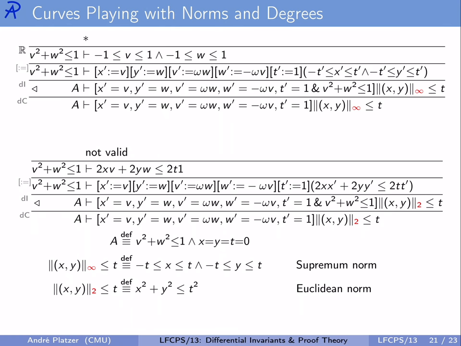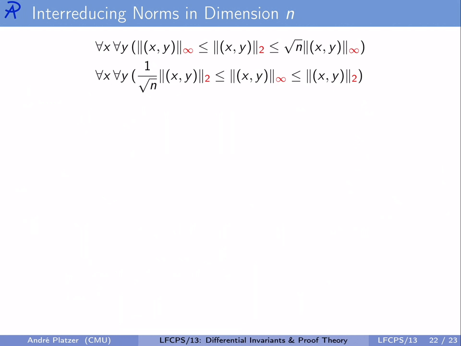But also, even if lower degrees help here, the two norms are very intimately related because we can map one to the other by proving in real arithmetic that the two norm is at most the square root of the dimension times the supremum norm, and it is bigger than the supremum norm. Likewise, the supremum norm is at most the Euclidean norm, and it's bigger than 1 over square root of the dimension times the Euclidean norm. So they're very closely related.